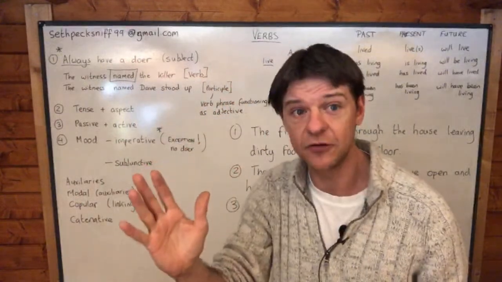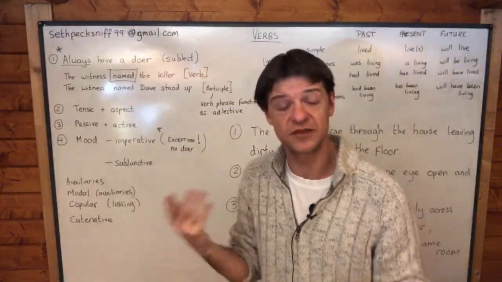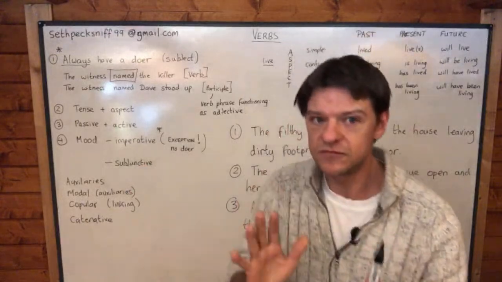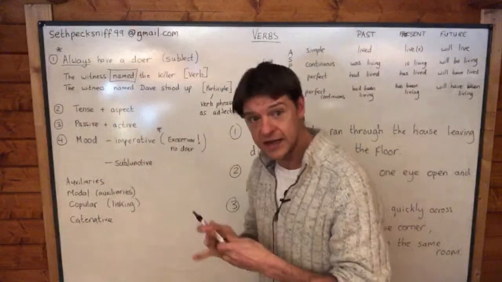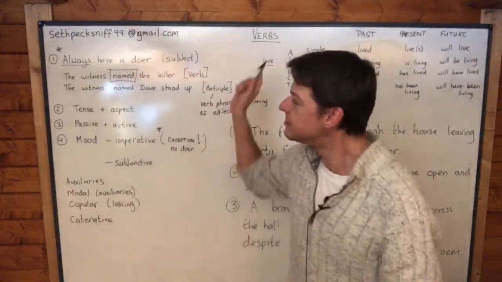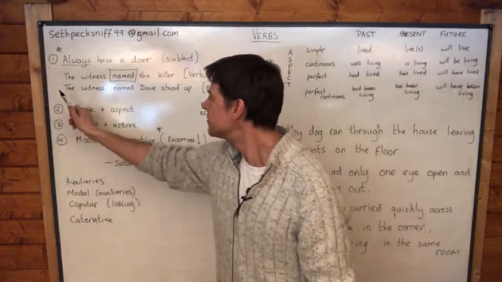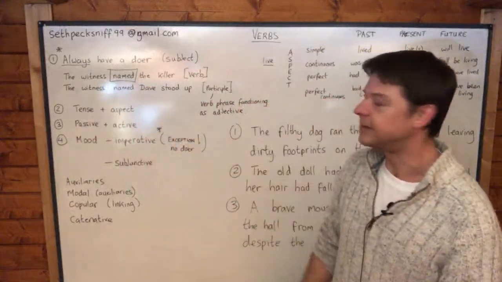Verbs don't have to have objects. We have intransitive verbs that don't need objects. So verbs don't always have an object, but they do always have a subject. And I really emphasize that point, because look at sentence number 2. The witness named Dave stood up.